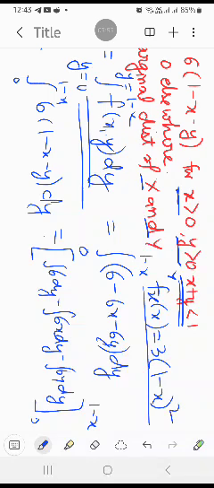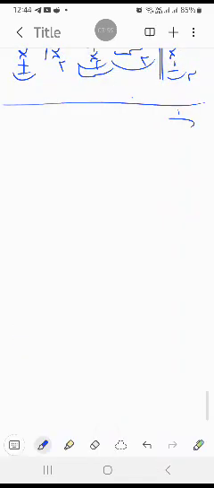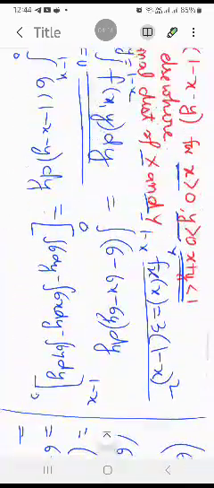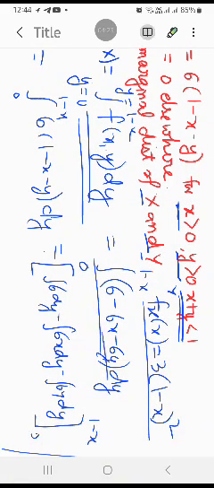Now what do I need to find? I also need to find the marginal density of y. So in order to find the marginal density of y, we have to use the formula f_Y(y), which is nothing but integration from lower limit of x to upper limit of x, f(x,y) dx. Now what is the lower limit of x? I can see from the figure that x is greater than 0, that means the lower limit of x is 0.